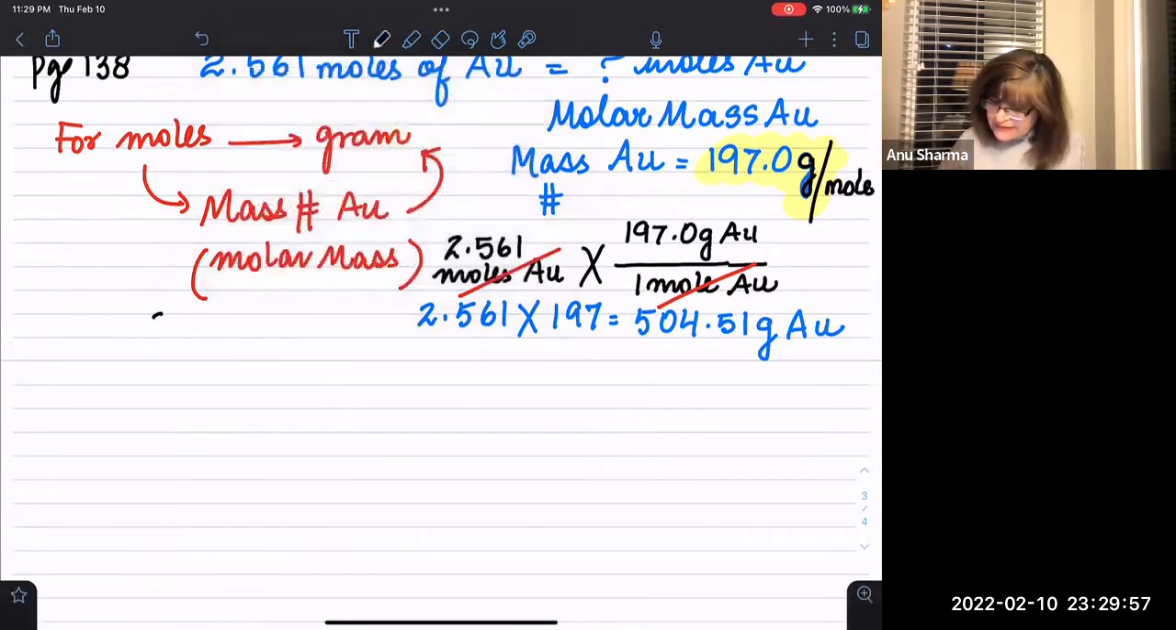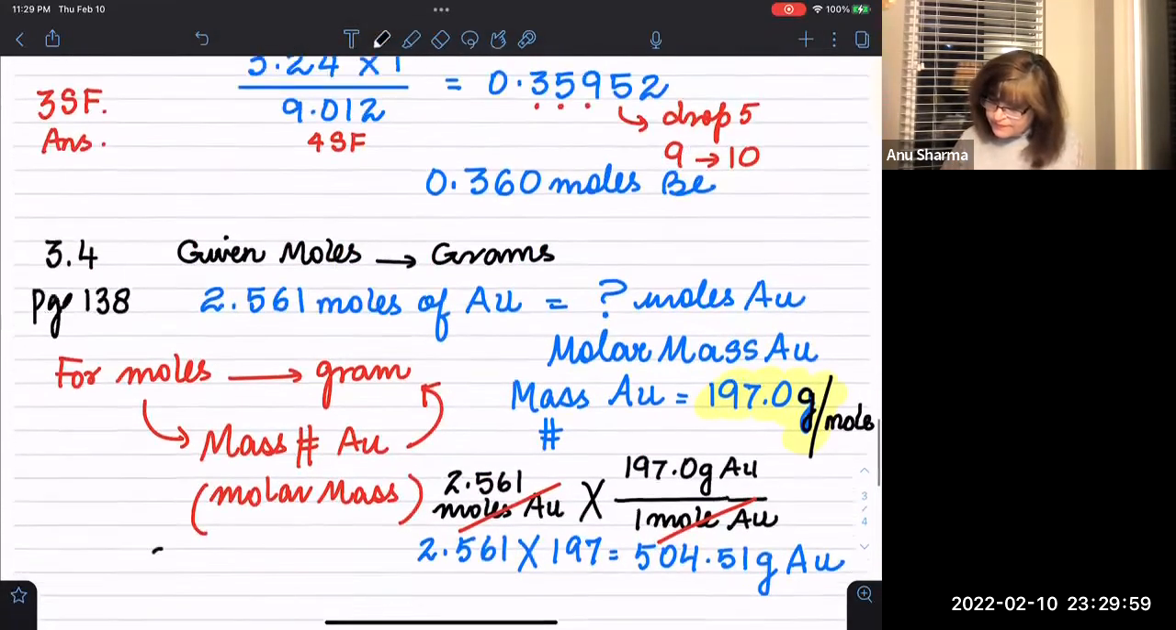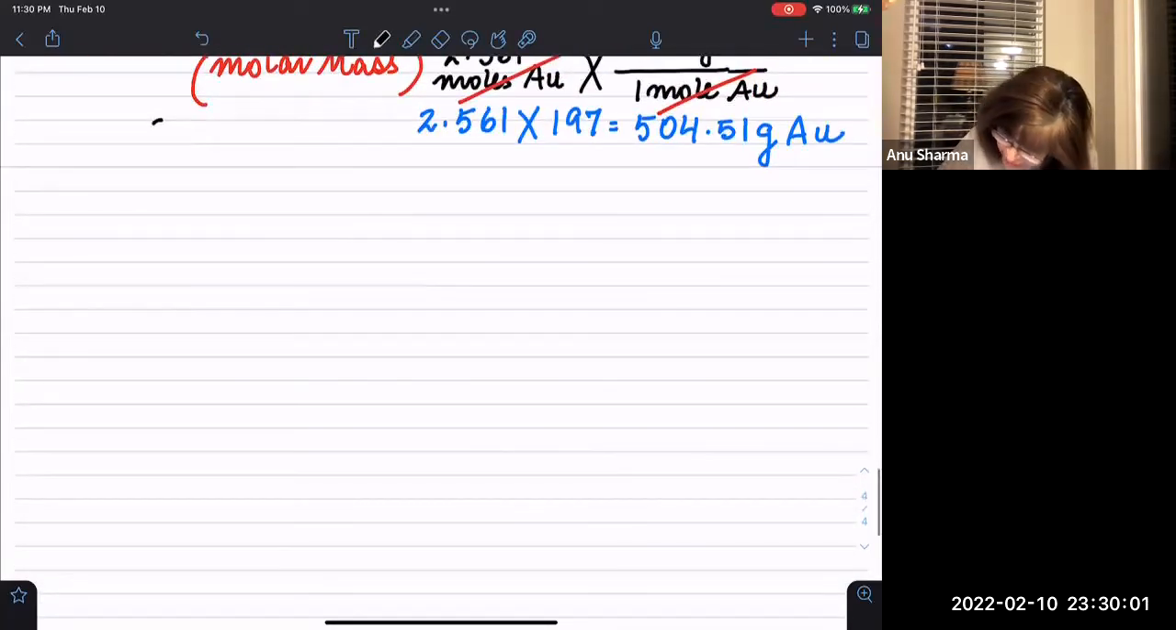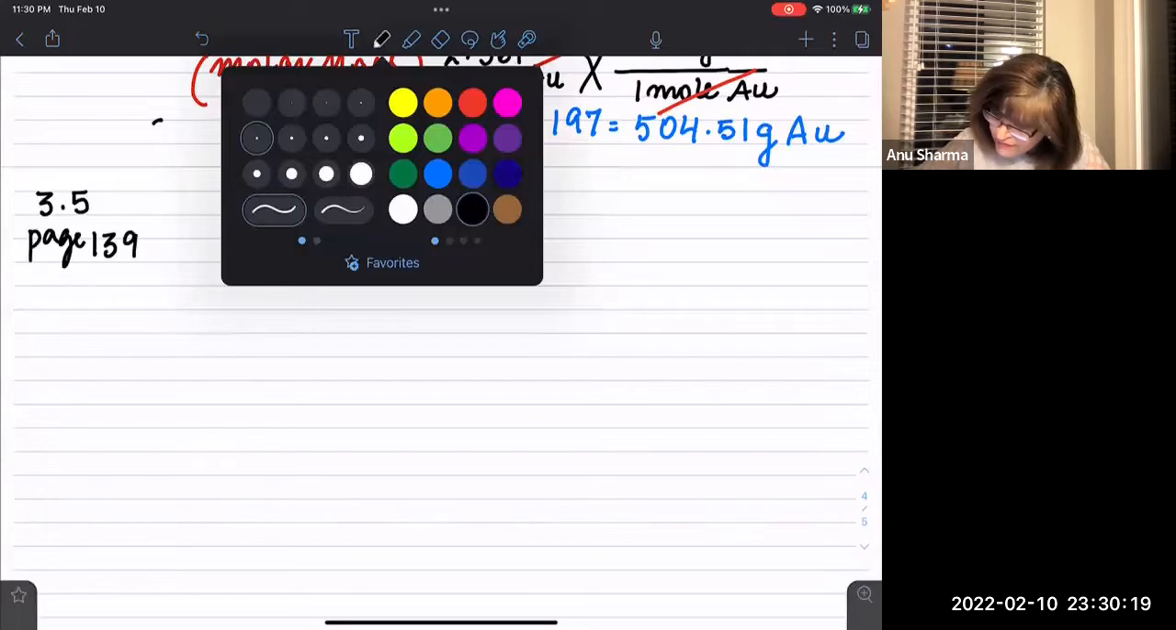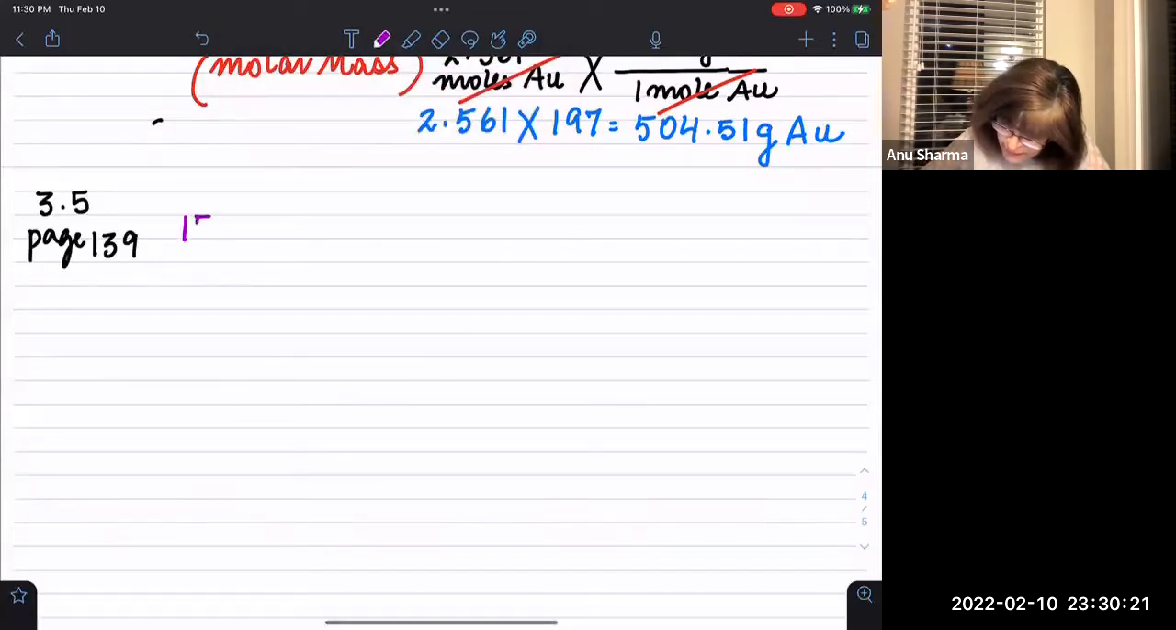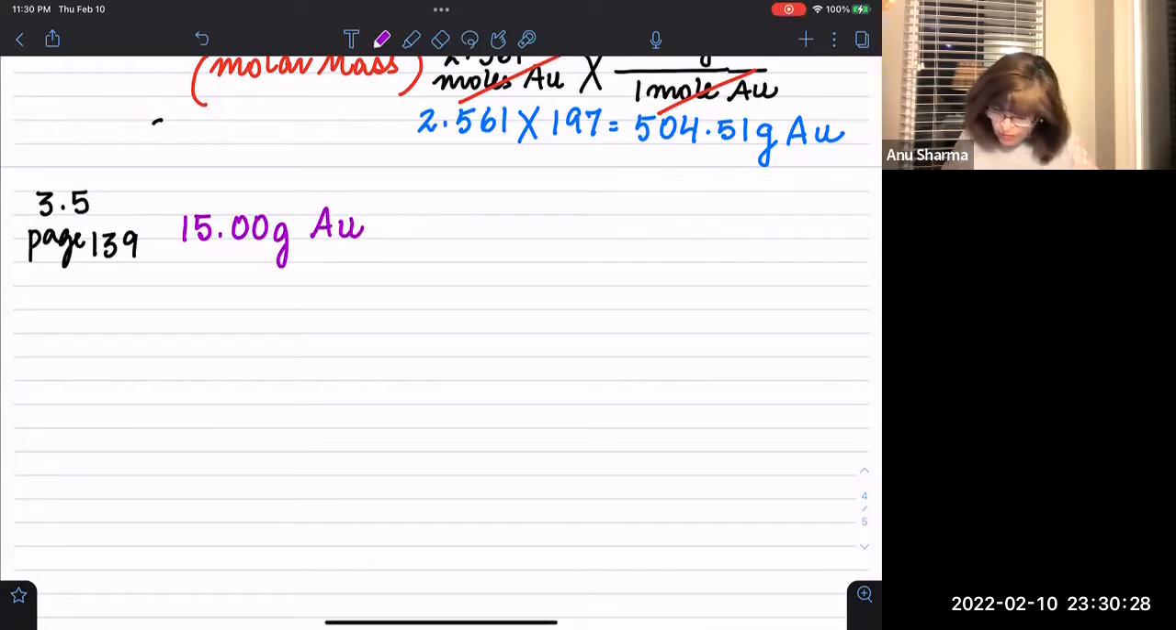Okay, next is 3.5, and 3.5 is on page 139. A prospector panning for gold in a river collects 15 grams of pure gold. So here you have 15.00 grams of pure gold. How many gold atoms are in this quantity of gold?